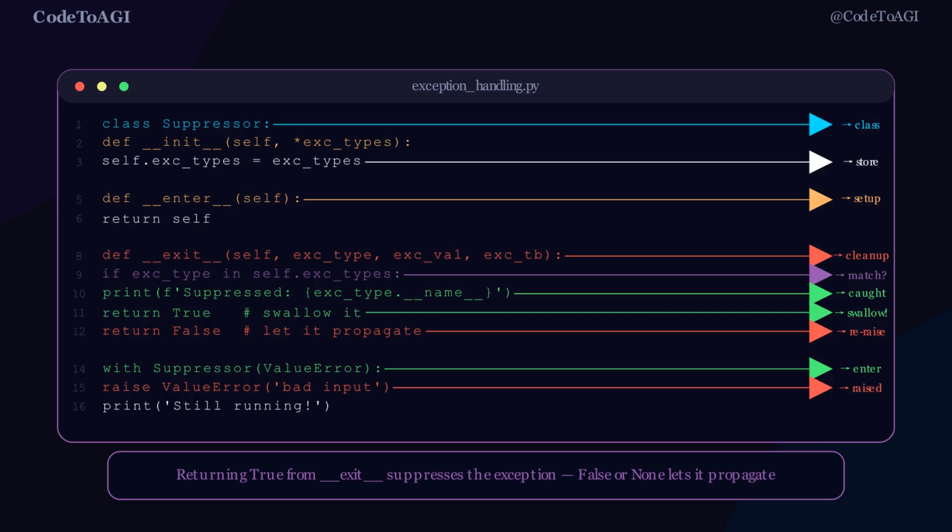The with block exits as if nothing happened. If it doesn't match, dunder exit returns False, and Python re-raises the exception normally after cleanup finishes. Here, with suppressor, a ValueError catches the ValueError, prints it, and the program keeps running. Be careful, though, silently swallowing exceptions can hide real bugs, so only suppress what you explicitly expect.